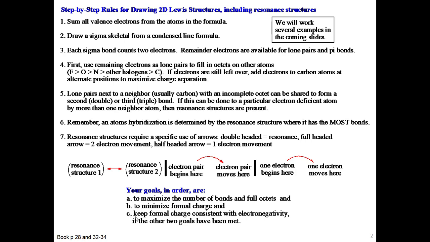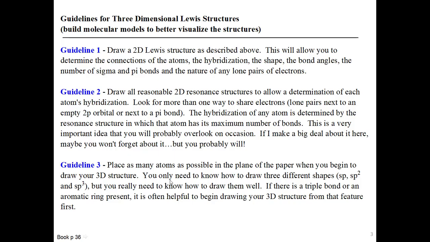And third, you want to keep the formal charge consistent with electronegativity. So if there was a carbon and a nitrogen, you would rather the carbon be positive than the nitrogen if all the other rules are in effect. But that's not always the case. So sometimes the electronegativity is inconsistent with the charge that you have because these other rules have taken precedence over that.